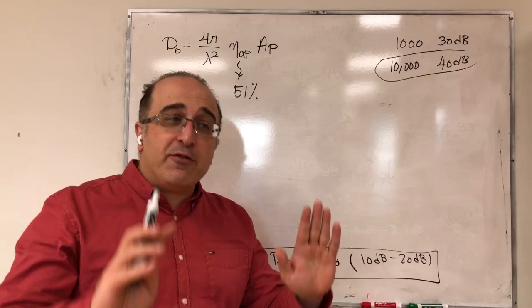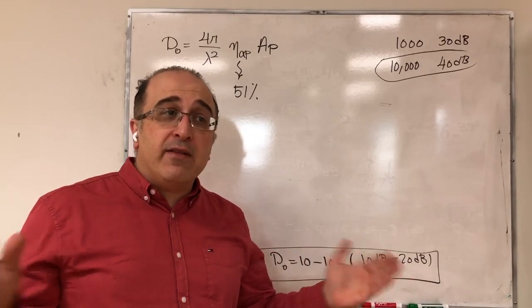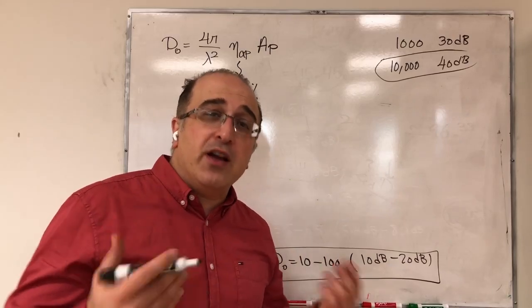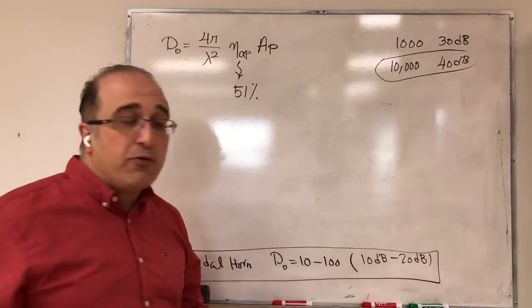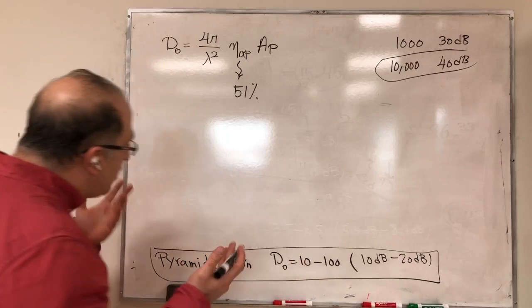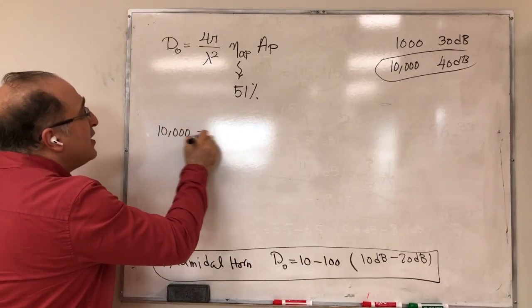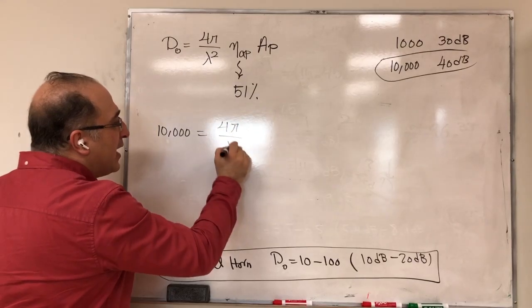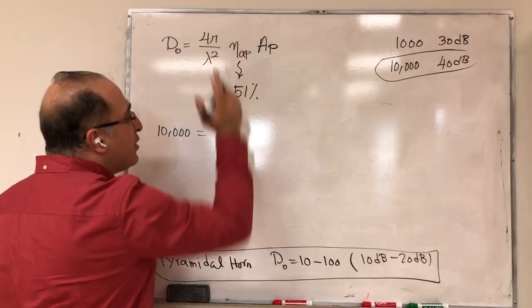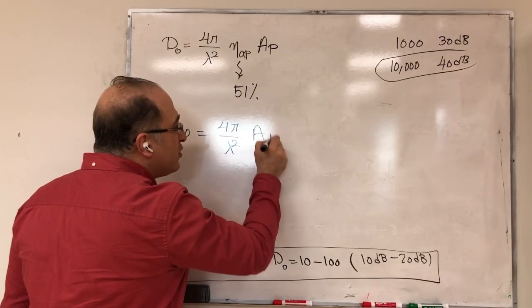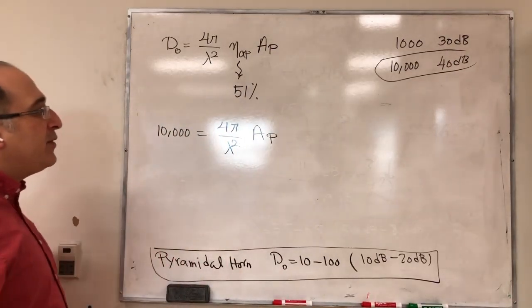First of all, you don't have uniform field, so therefore you cannot be at 1. And also the fields are not in phase, so you're going to be somewhere around 51%. But for the sake of discussion, let's assume that directivity is 10,000. This is 4 pi over lambda squared. And aperture efficiency, for the sake of discussion, let's assume is 1, and then you get to your physical area.